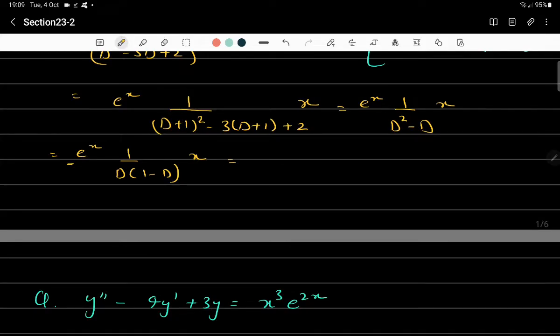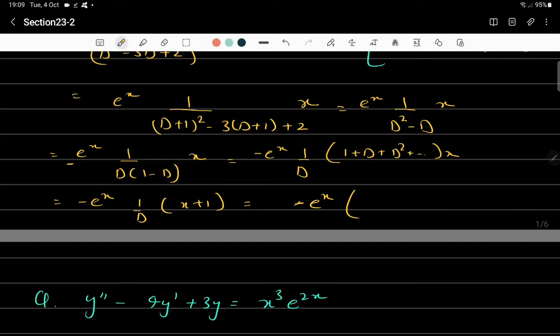So recall the successive integration. I can use one at a time. Either you can use d first or you can use 1 minus d first, doesn't matter. So if I use 1 minus d first, then you will get 1 plus d square and so on, x. This is minus e raised to the power x and 1 by d, and if you apply it, then it simply becomes x plus 1, and then you take 1 by d, meaning the integration of x plus 1, so integration of x plus 1 dx, which is minus e raised to the power x, x square by 2 plus x.